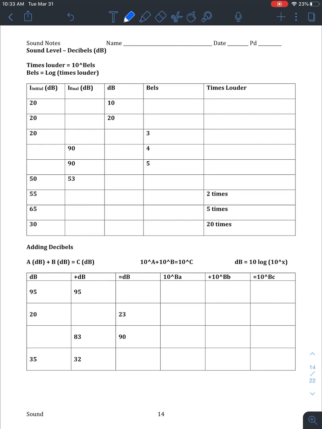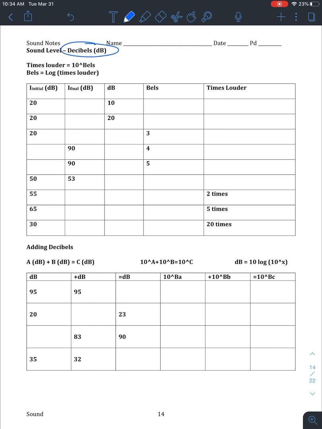Hi guys, I want to walk you through how to complete the chart here about loudness or sound level in decibels. If you have not yet watched the EdPuzzle video on this, go ahead and do so now and then return. So the first thing we need to talk about is the unit. The unit is a decibel.